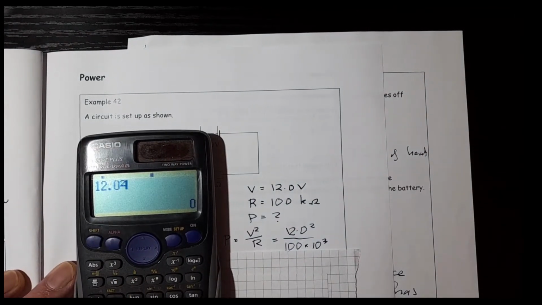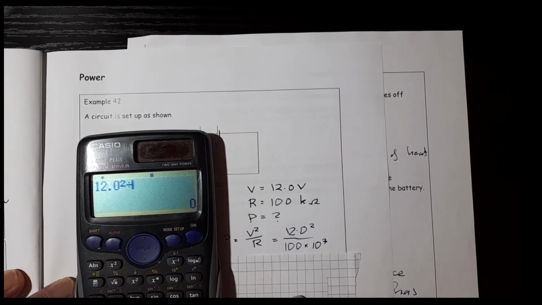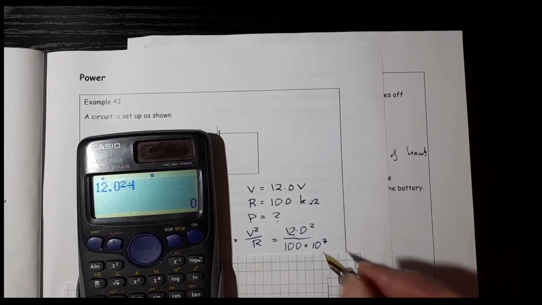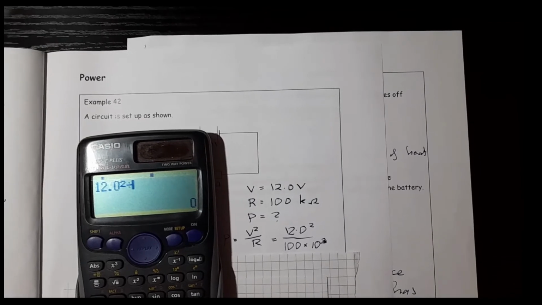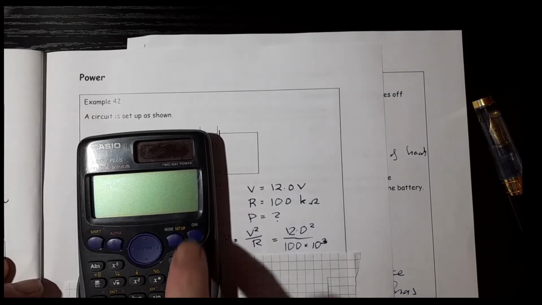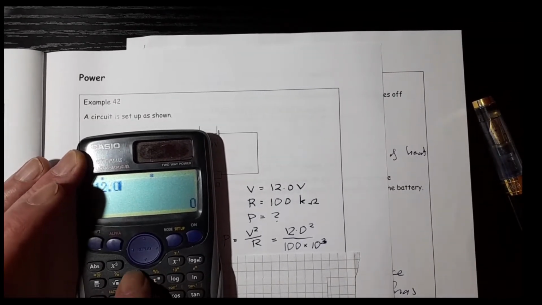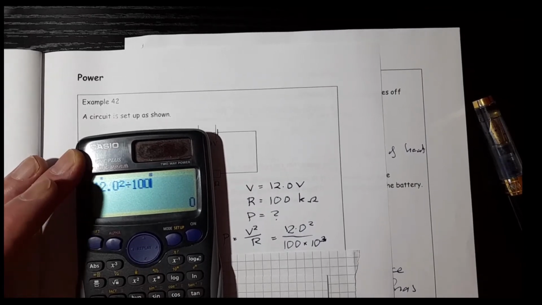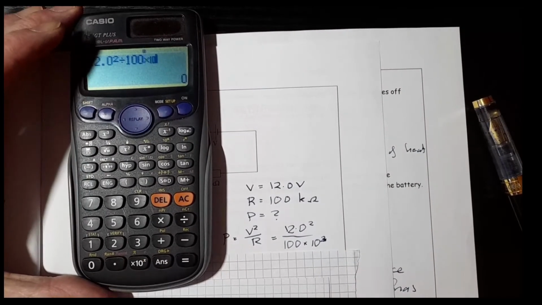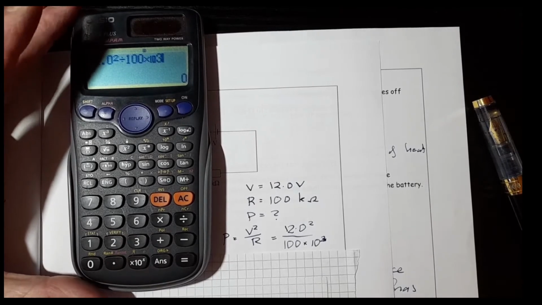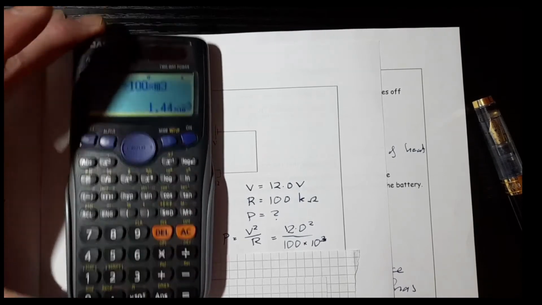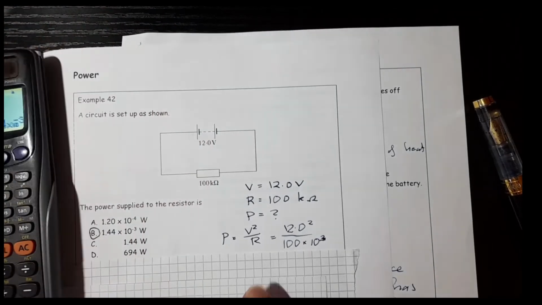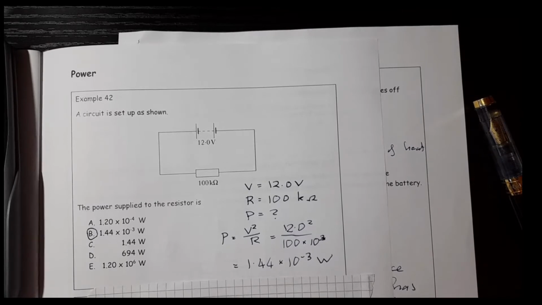So P equals V squared divided by R is 12.0 squared, and then divided by 100 kilo ohms, and that's 100 times 10 to the power of 3. That looks a bit like a 7, but it's meant to be a 3. So 12.0 squared divided by 100 times 10 to the power of 3. So I'm using that scientific notation button again, and that gives me 1.44 times 10 to the power of minus 3 watts, which is option B.